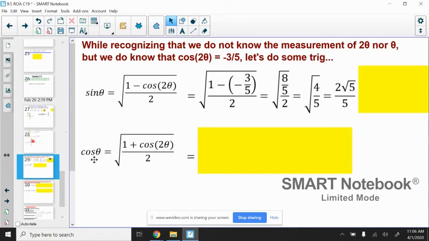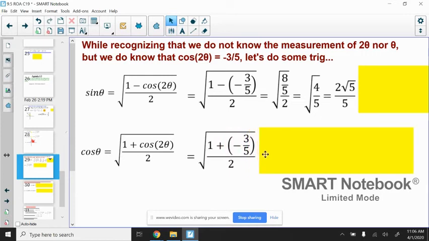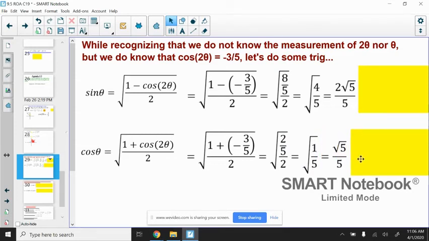Down here, the cosine of theta is equal to this particular value. Once again, I figured out since I'm going to end up in quadrant 1, it must be positive. I'm going to use substitution. Square root of 1 plus the quantity of -3/5, 5/5 plus -3/5 is 2/5. So that leads me to there. And half of 2/5 would be 1/5. So that leads me to there. Square root of 1 is 1, square root of 5 is square root of 5. Rationalize that, and that leads me to the square root of 5 over 5.